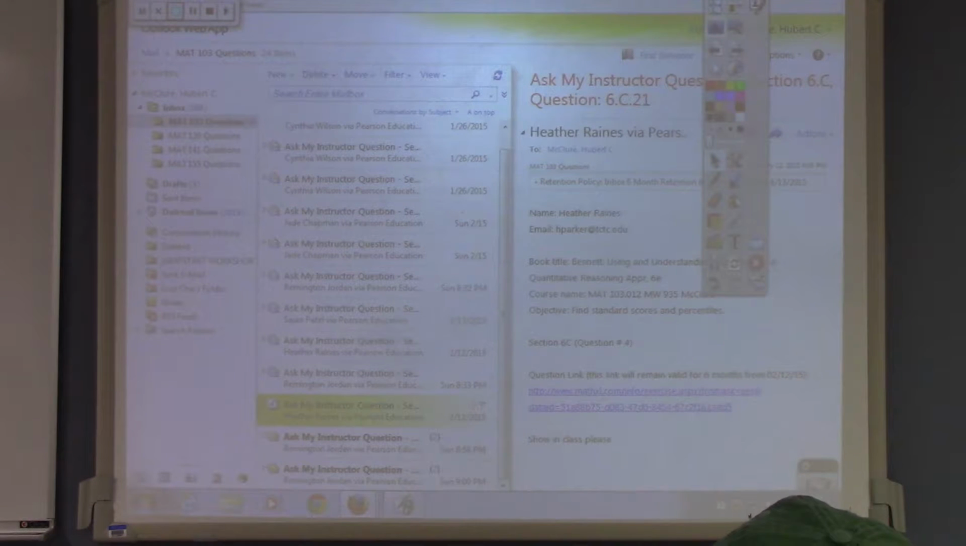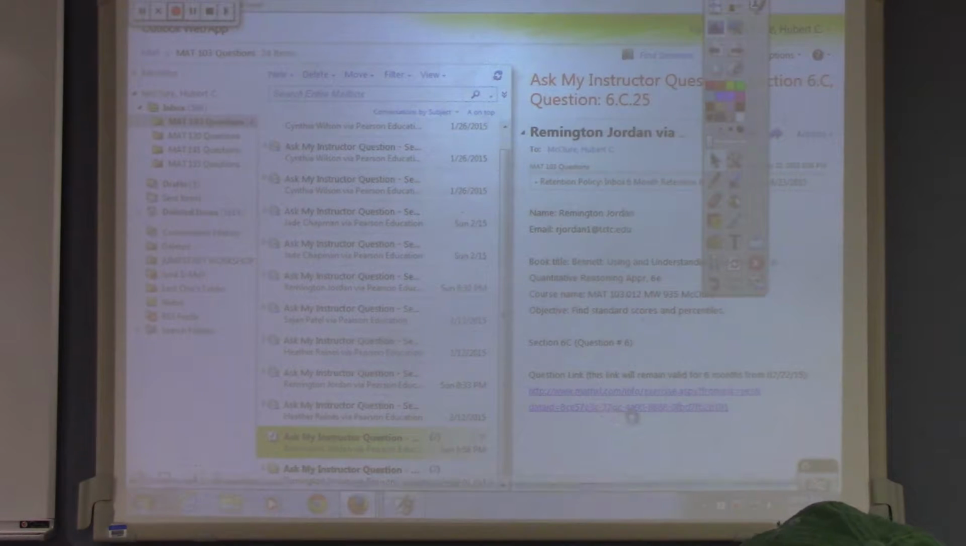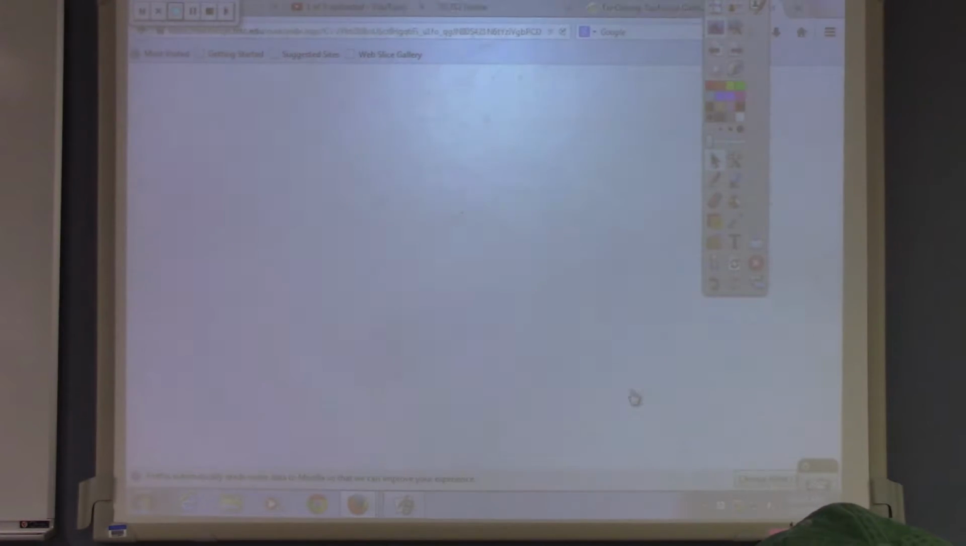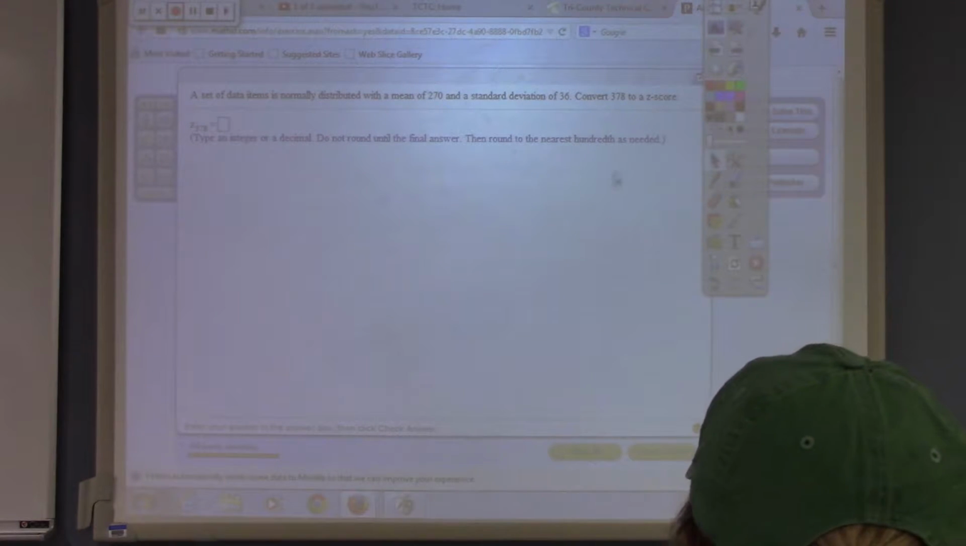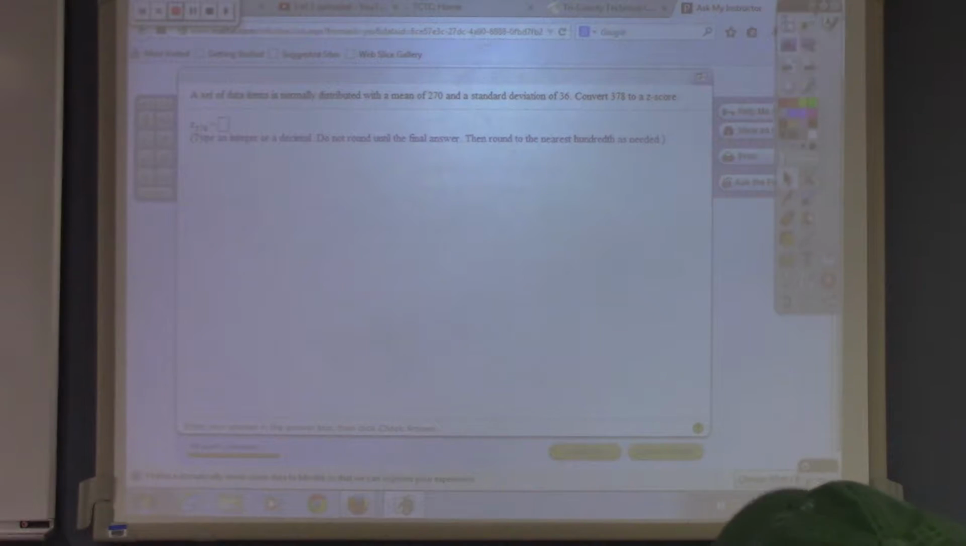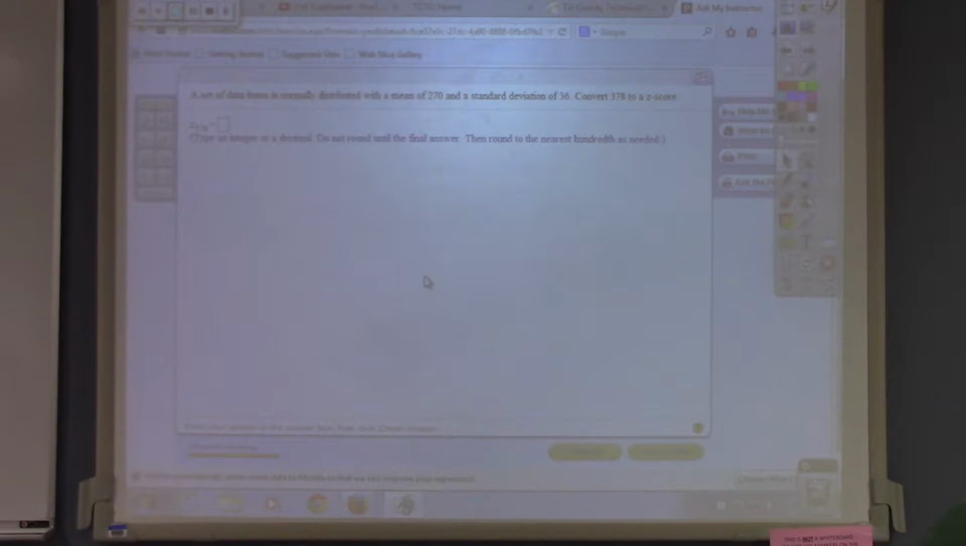6C21. What's this one? 6C21 is one like that. 6C 25/6. All right? That's another test question. A data set is normally distributed with a mean of 270 and a standard deviation of 36. That means, okay, draw this. That's what it means. It means draw this.